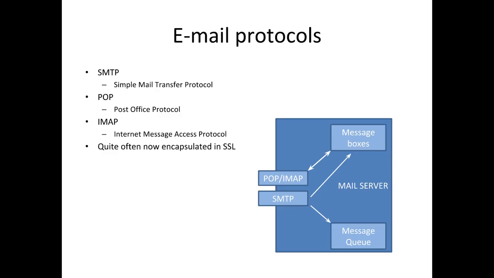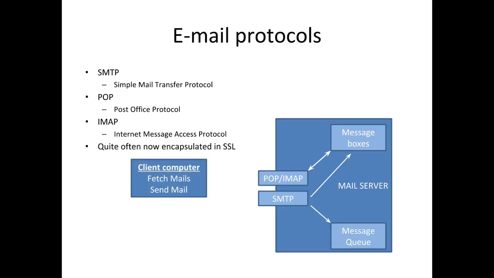And so what we have here is an overview of a mail server, and in our mail server we have some message boxes, and those message boxes are going to send and receive information through the POP and IMAP protocols, and they're also going to receive information through SMTP. It is possible that these messages are encrypted with Secure Sockets Layer, so that they're unable to be read by people who are intercepting them.